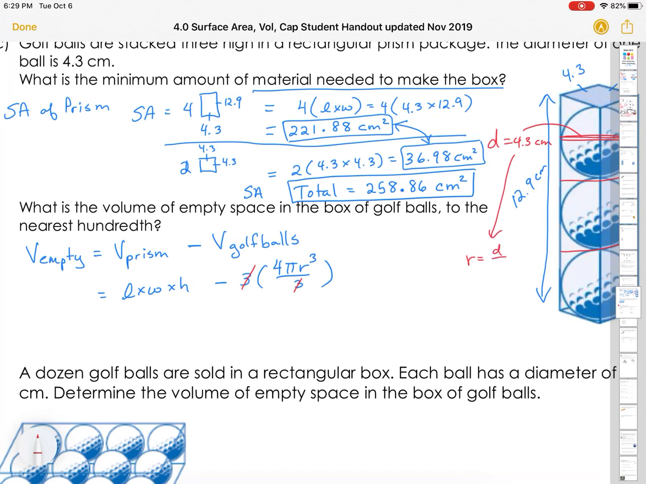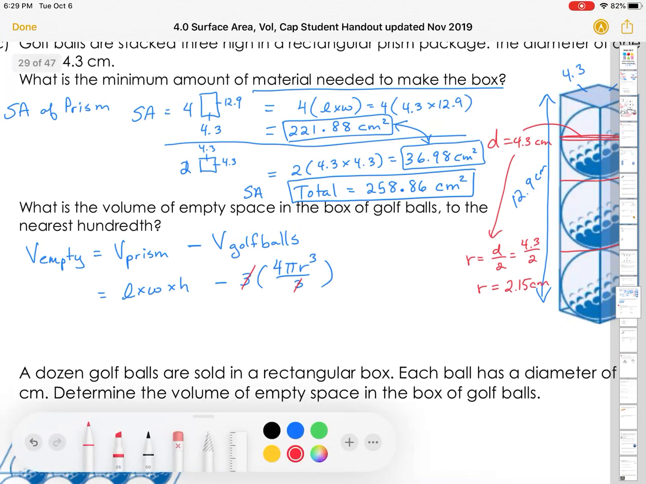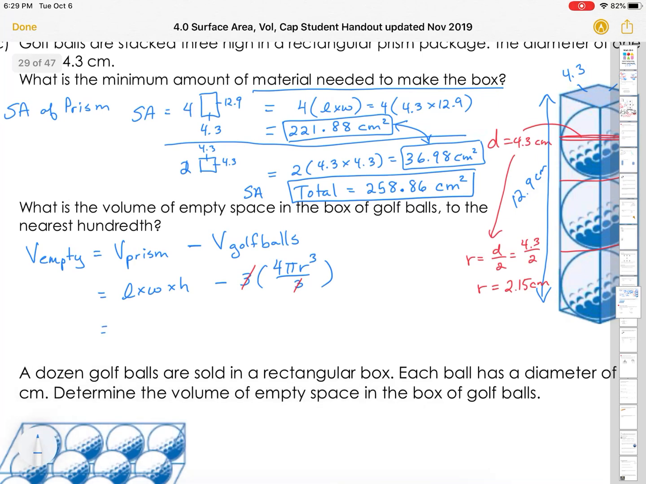We also need to figure out our radius. Our radius is diameter over 2, so 4.3 divided by 2. So our radius will equal 2.15 centimeters. We need that number. So here, going back to our equation, our length is 4.3, our width is 4.3, and our height is 12.9. And then we subtract, we have 4 pi, and its r is 2.15 cubed.